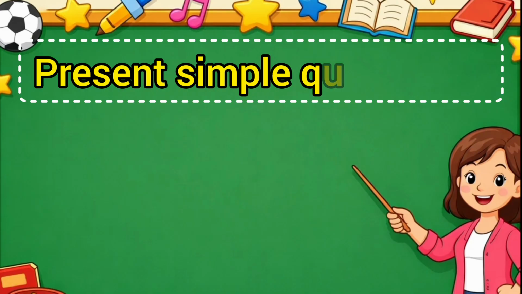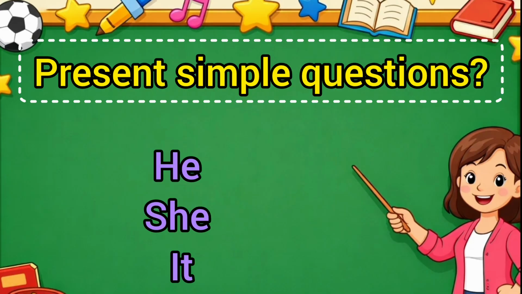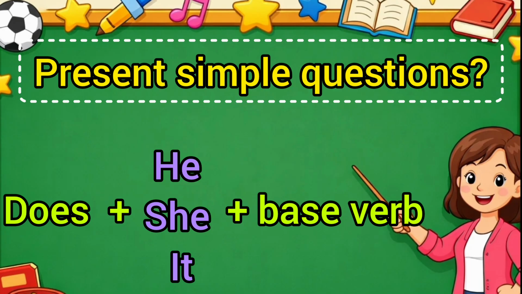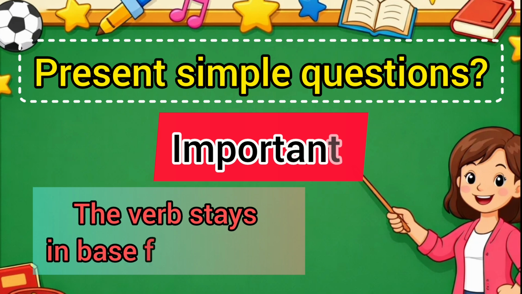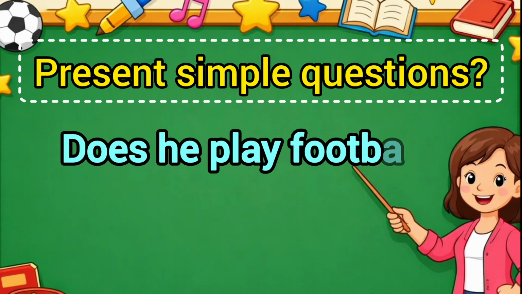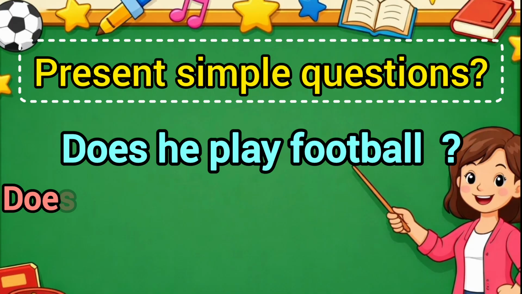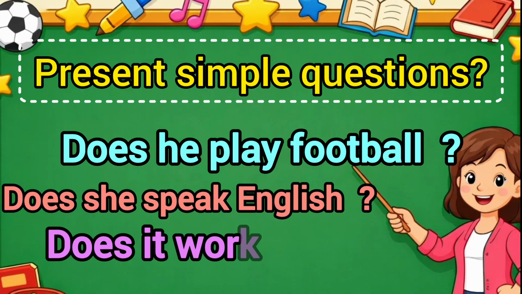2. For the subjects he, she, it, use does plus subject plus base verb. Structure: does plus subject plus base verb plus. Important: the verb stays in base form, no s. Examples: Does he play football? Does she speak English? Does it work well?